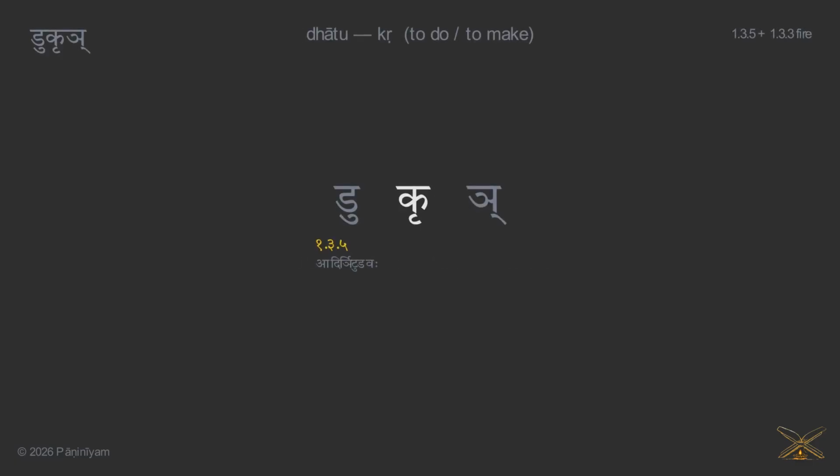The last example, Dukrn Karane, to make, that is the meaning. And the words like Karoti, Kurutah, these are all derived from the same dhatu. When you break it down, it becomes du, kr, and n. So du gets its sangya using Adirnitudavaha, and n gets its sangya using Halantyam. So what is left after the Tasya Lopah is the kr, the main dhatu, the refined dhatu.